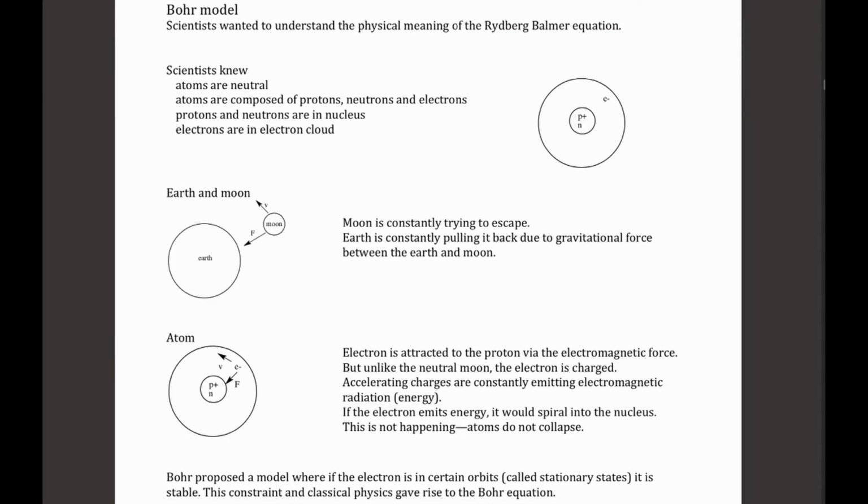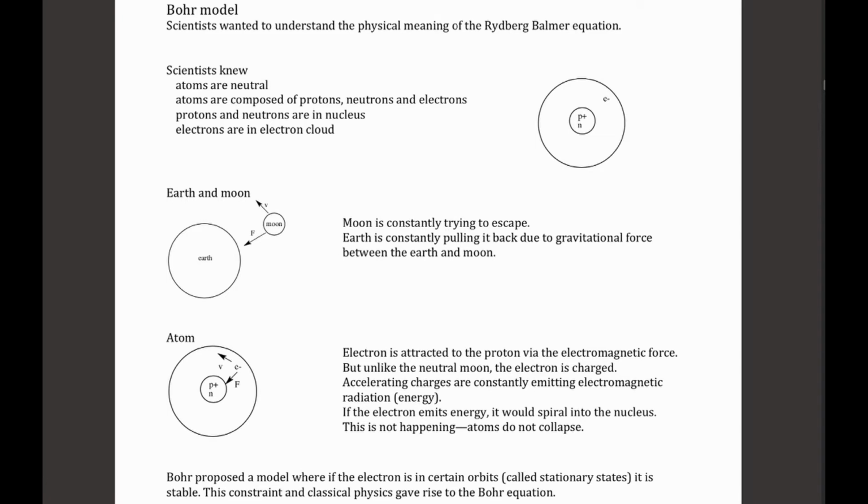Alrighty, so now we get into the section called the Bohr model. Scientists wanted to understand the physical meaning of the Rydberg-Balmer equation. What were those quantities, n lower and n higher?